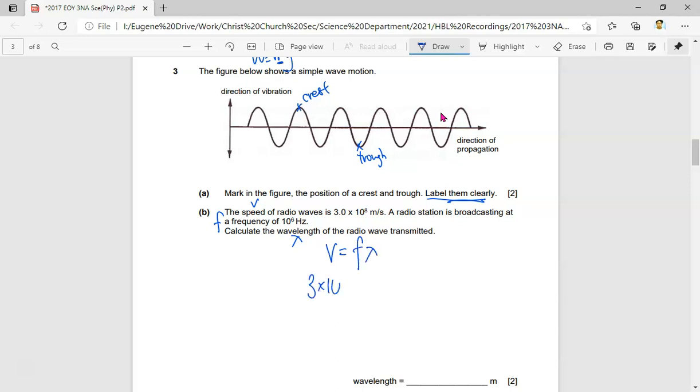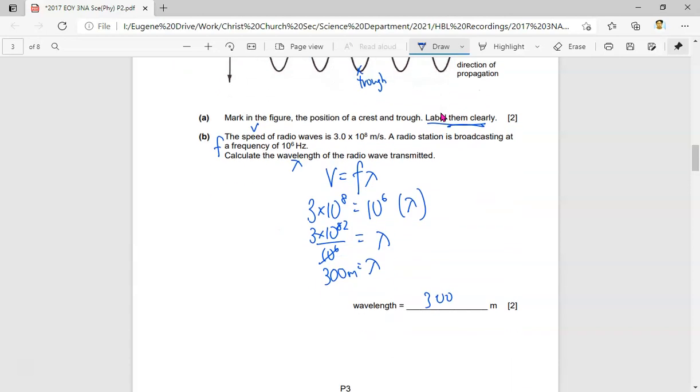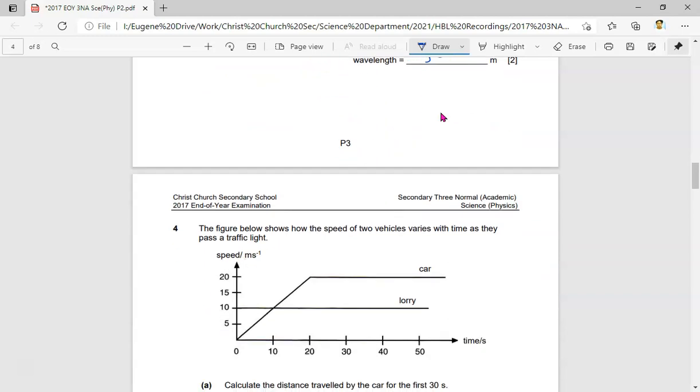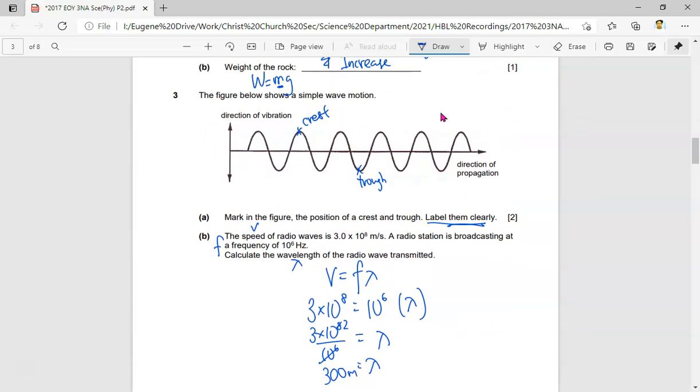v is 3 times 10 to the power 8. f is 10 to the power 6. Lambda is what I need to find. So lambda equals 3 times 10 to the power 8 divided by 10 to the power 6. I cancel, so lambda is equal to 300 meters. So the wavelength of this particular radio wave is 300 meters. Okay? So that's for question 3.